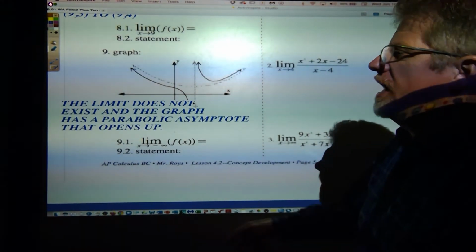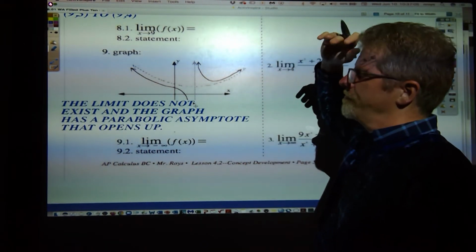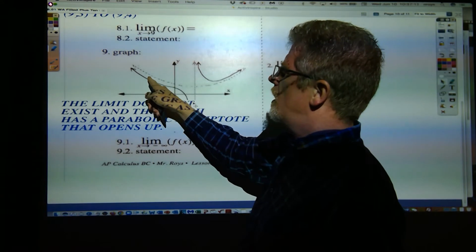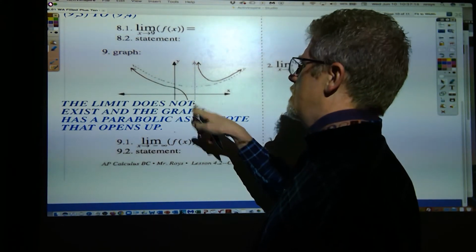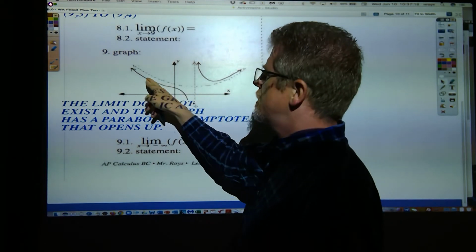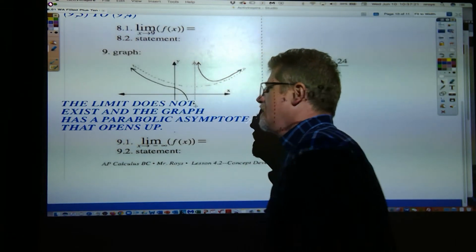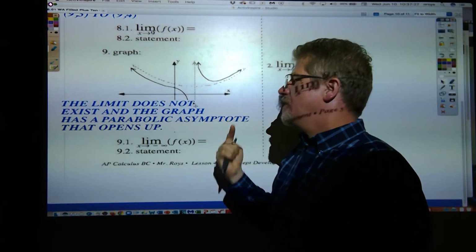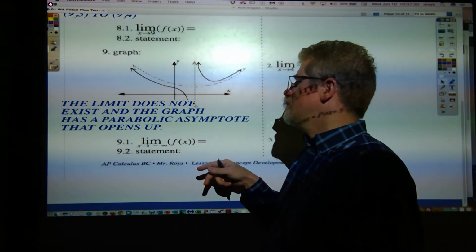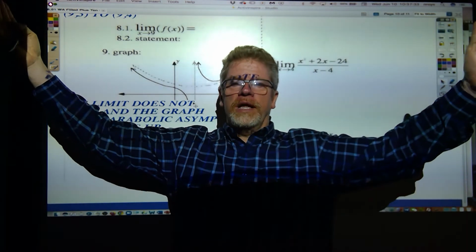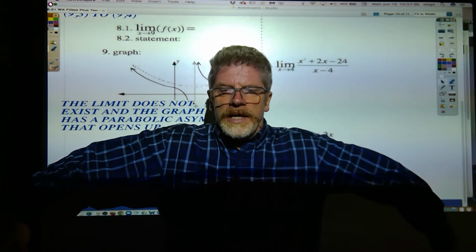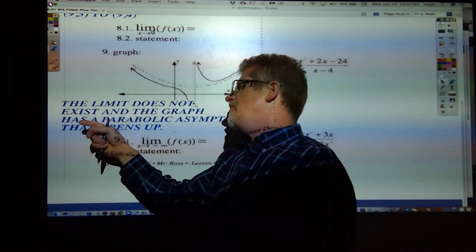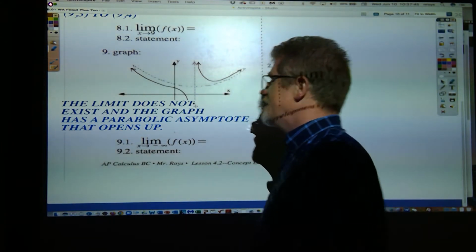Okay, I think it's item 10 on the template, page 1 at the bottom. Here, we're looking at the limit as x approaches negative infinity. So the train is going here, the y coordinate, did I say, yeah, it's positive. As x approaches negative infinity, the y coordinate approaches positive infinity. So you can say the limit does not exist, or you can say the limit is infinity, either one. And the graph has a parabolic asymptote that opens up. Now, if this graph had a parabolic asymptote that opened down, we would have said the limit does not exist, or the limit is negative infinity, and the graph has a parabolic asymptote that opens down.